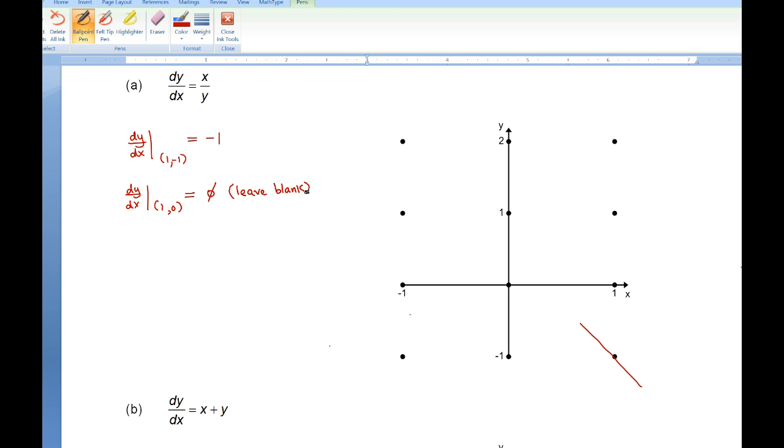Okay, next point. Let's look at (1, 1). So dy/dx at (1, 1) is going to be 1. So it's going to basically look the opposite of the one below it. A slope of 1 again. What's dy/dx at (1, 2)? 1/2. So what's going to happen with the slope field at this point over here? It's going to be just not quite as steep. Like that. Again, as long as I can see that it's not as steep as the one below it.